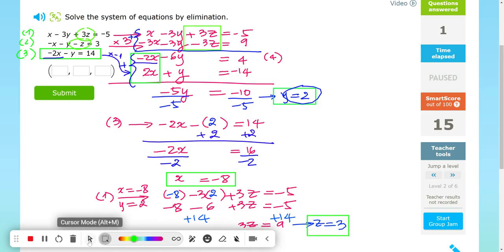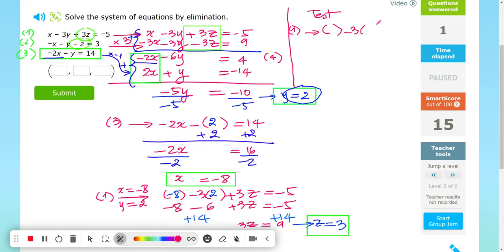Should we submit? No, we need to test our answer. Alright? So let's go and test our answer. So here we go. Make some space over here. So test from equation number 1. Okay? So I got x subtract 3y plus 3z equal negative 5. Okay? So let's put it in. X equal negative 8, y equal positive 2, and z is positive 3.